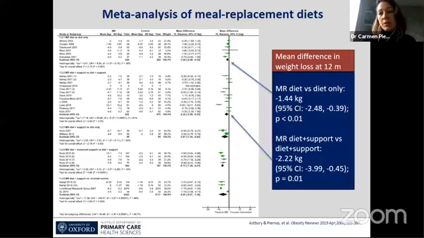And what we showed, for example, at 12 months, is that a meal replacement diet compared with the standard diet only can achieve an extra 1.44 kilograms of weight difference. But if we compare a meal replacement diet with extra support versus a conventional diet with extra support, the meal replacement diet can also achieve an extra 2.2 kilograms on top of the weight loss that you would achieve normally. So meal replacement diets seem to increase a tiny bit more the amount of weight loss that you can achieve.